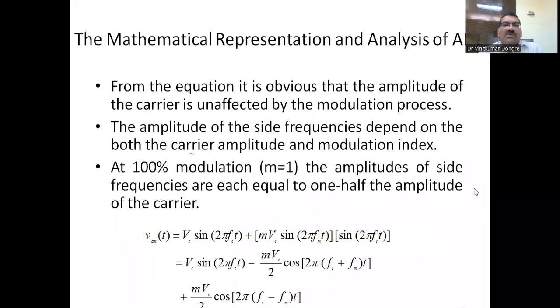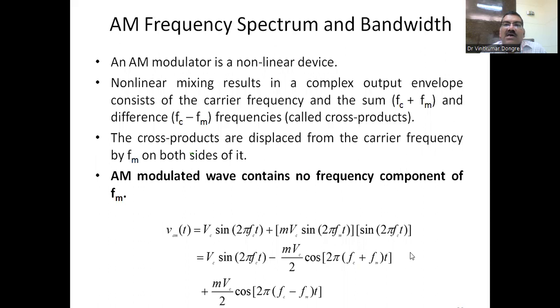Okay. So then I'll just quickly finish this mathematical representation and analysis of AM. Here, these 3 components we have given. If M is 100%, you can replace this M by 1. So you will get this representation, and you have to show the spectrum.